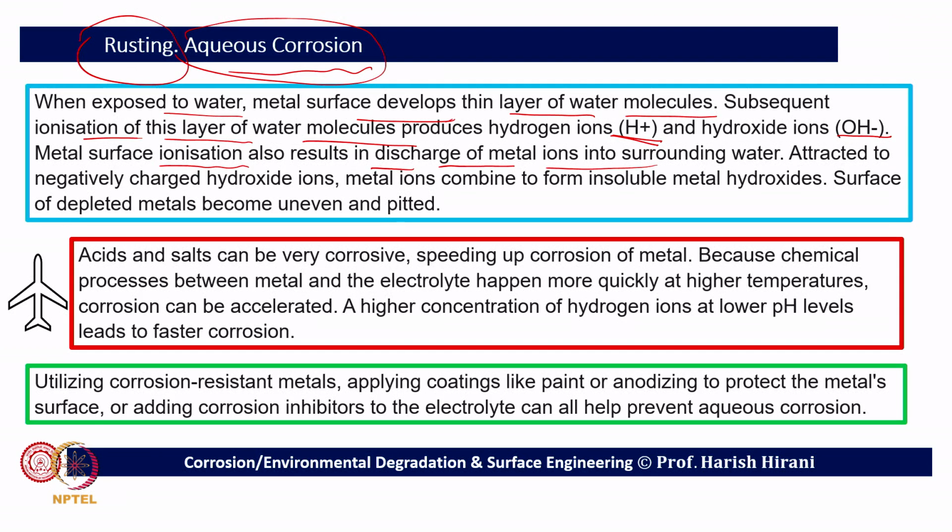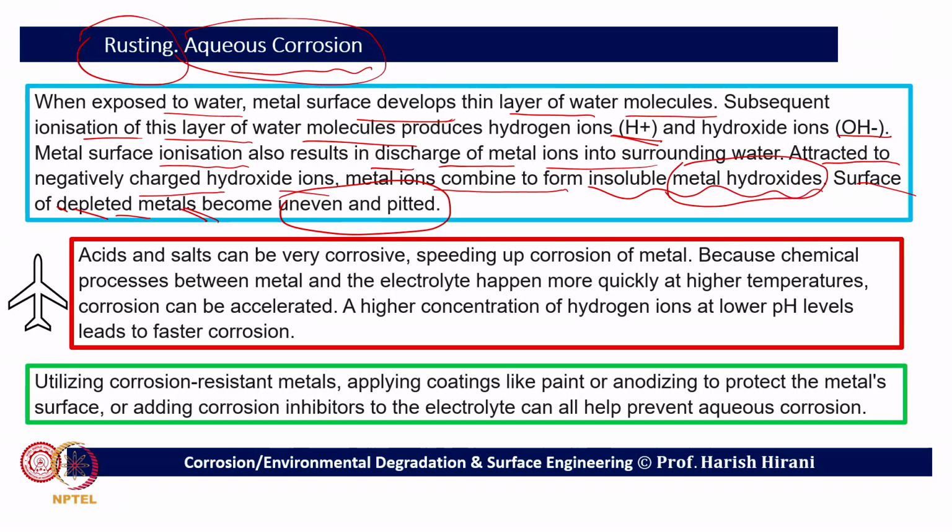Now, because this metal ion is positive and the hydroxide ion is negative, they will attract. Attracted to the negatively charged hydroxide ion, the metal ion will combine to form an insoluble metal hydroxide. That means ultimately we are losing material from the surface, as insoluble metal hydroxide forms, depleting the metals from the surface. It will become uneven, and uneven is very bad, particularly with a rolling or even sliding motion, and we call this the uneven pitted surface.